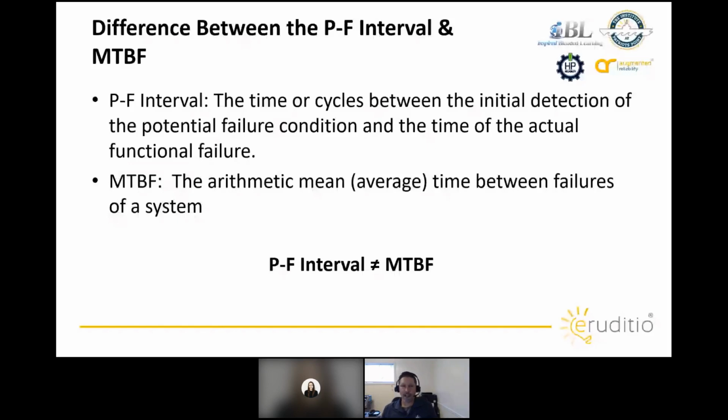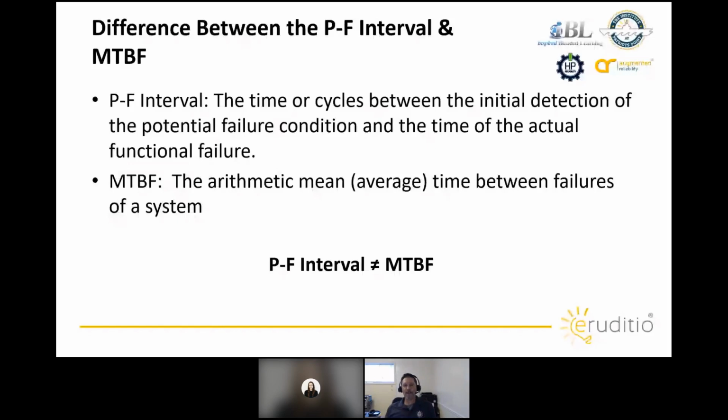Like I was saying, it does not relate. The PF interval is the time or cycles between the point of initial detection of the potential failure condition and the time of the actual functional failure. So when we detect to when it fails, whereas MTBF is just the average between all failures on a system, right? So there's a significant difference there. Please don't confuse the two.